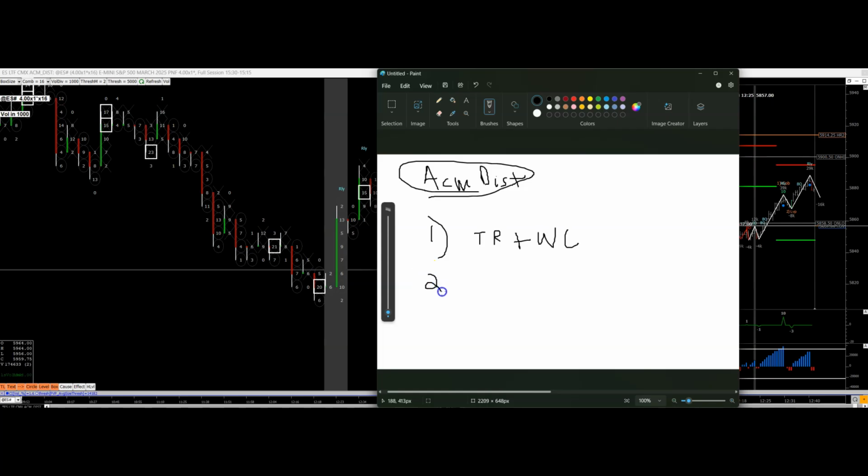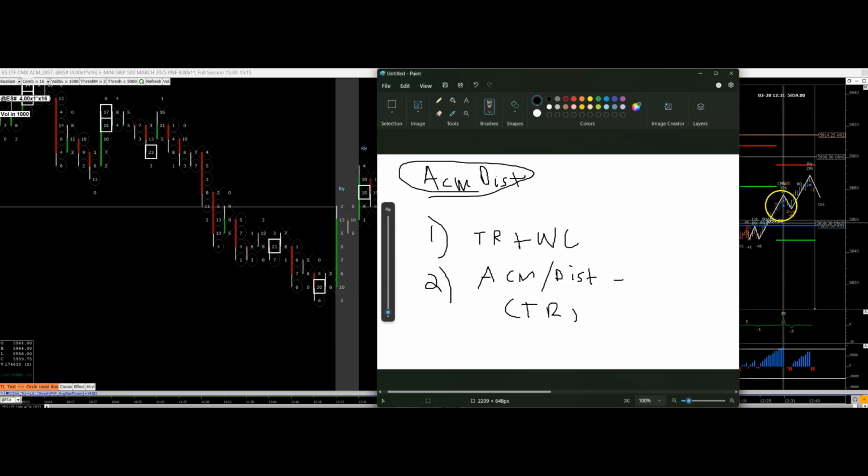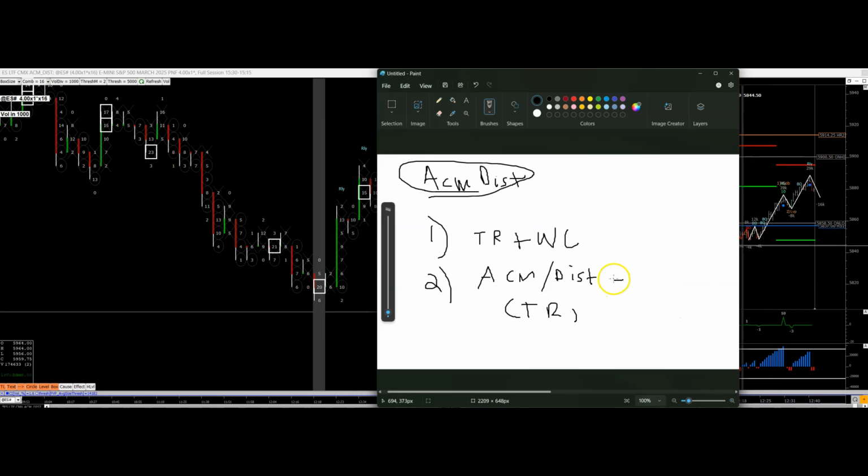And two, we look for accumulation and distribution supporting rallies on the wave chart. Meaning on the tape reading chart, we're looking for accumulation and distribution, and on the wave chart, we're looking for a rally.